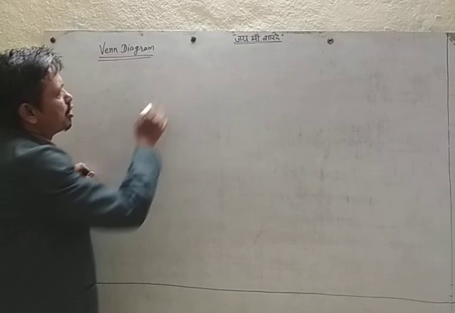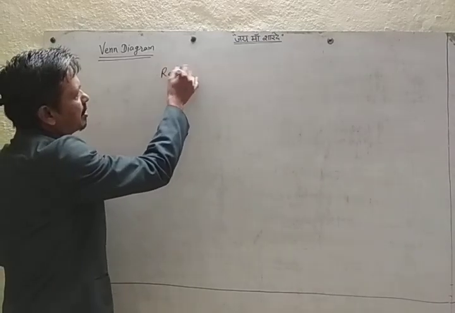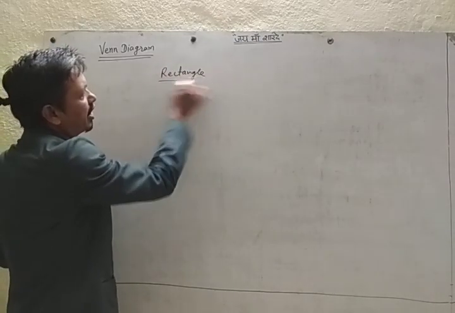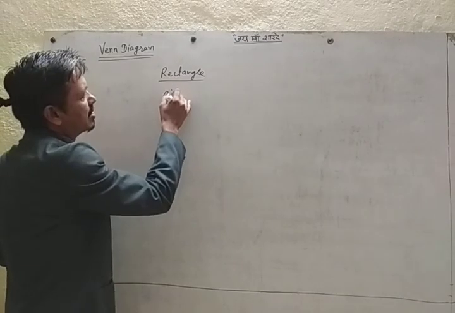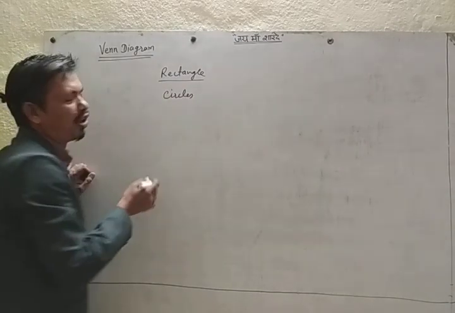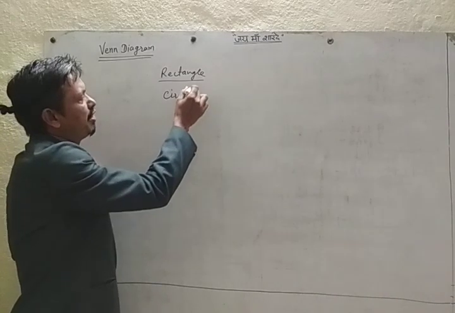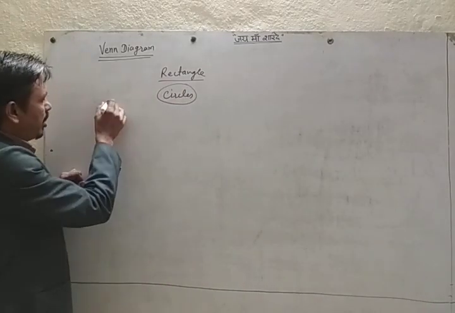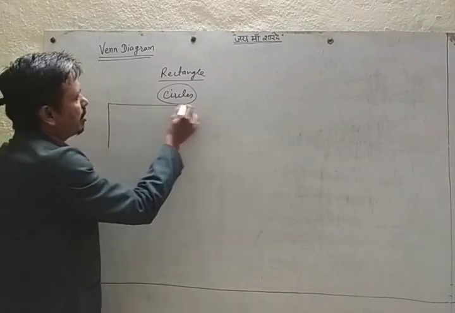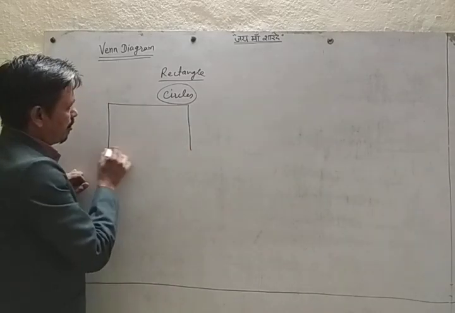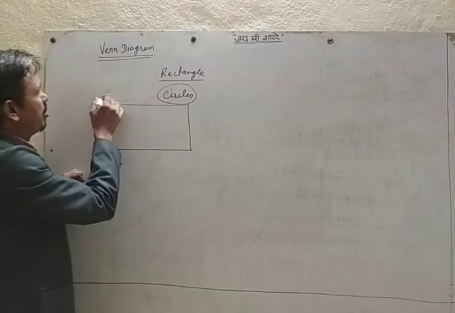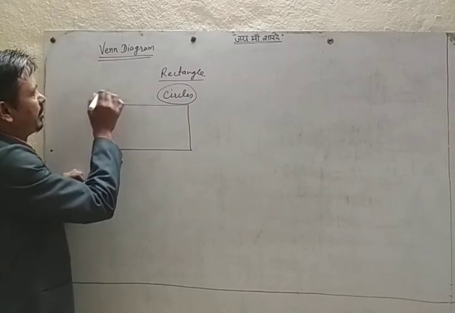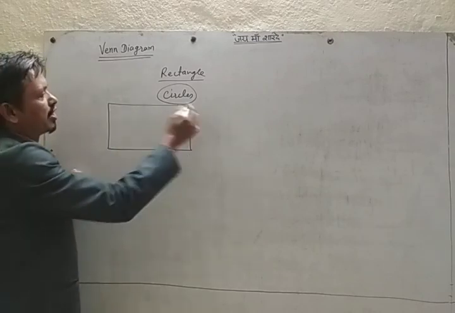This diagram consists of rectangles, rectangle and circles or ellipse, but generally we use circle only. ठीक है? Rectangle will represent your universal set. U is the universal set, है ना?